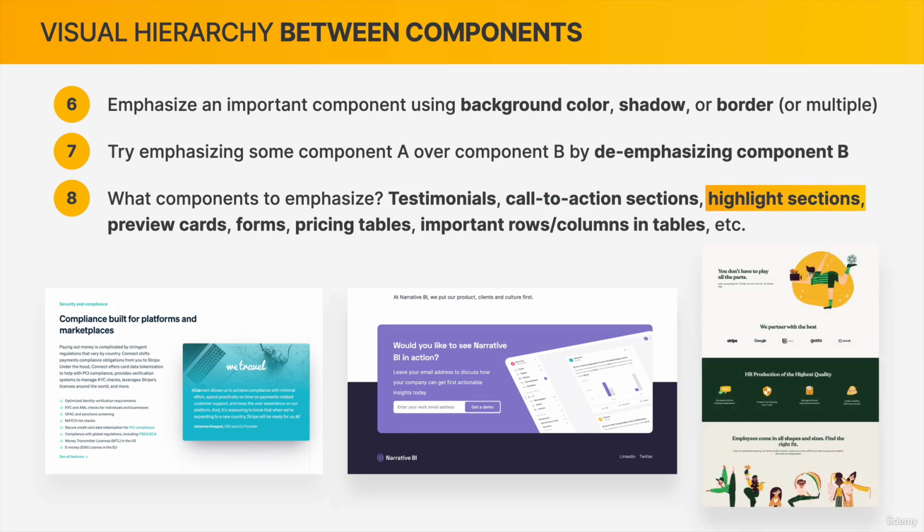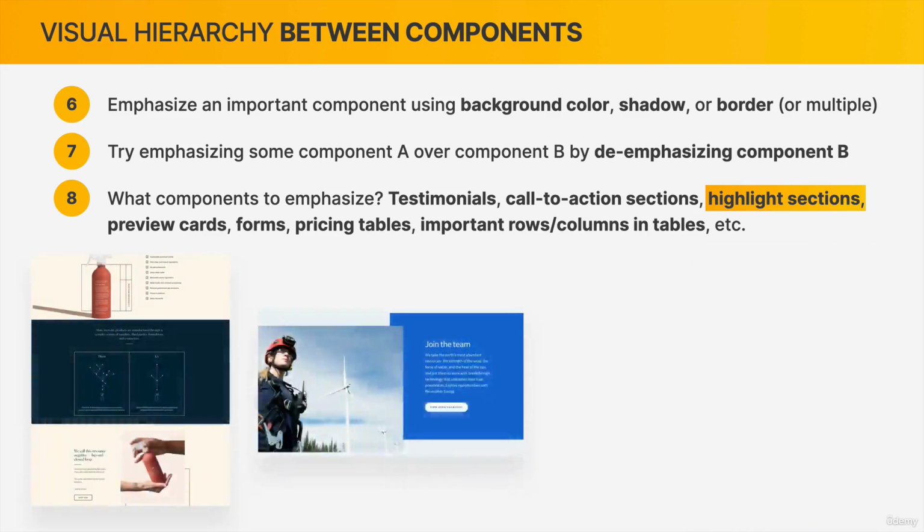Then there are also highlight sections, as I call them, which are essentially big sections in the middle of your content, which we kind of want to stand out. And so we simply can give them, for example, a different background color like this design here does. And here are two more examples of highlight sections. And again, they use some different background color than the rest of the page to really stand out there.